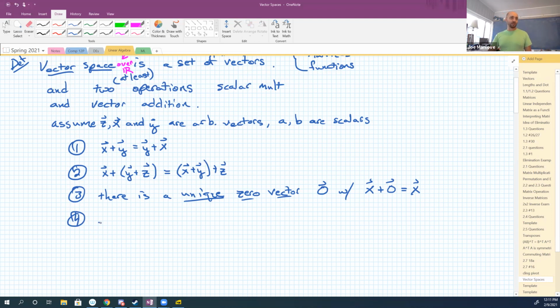There are inverses. So for each vector x, there is a vector minus x with x plus minus x equals the zero vector. So everything has an additive opposite, right? Basically, negative numbers or negative vectors exist.